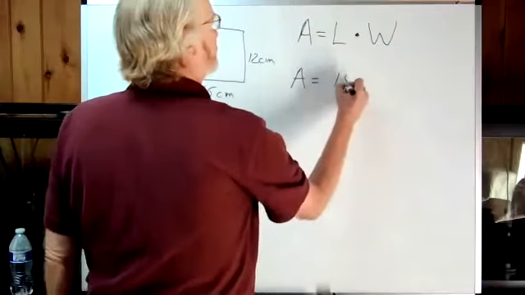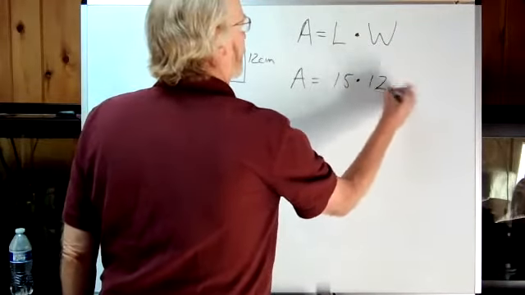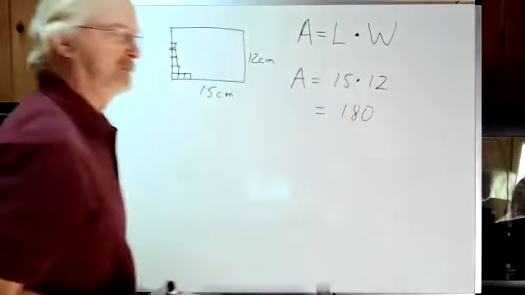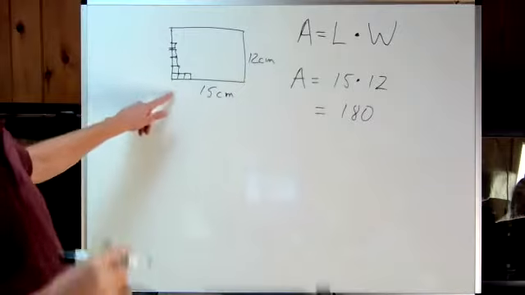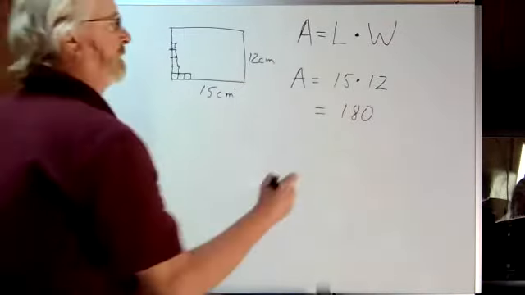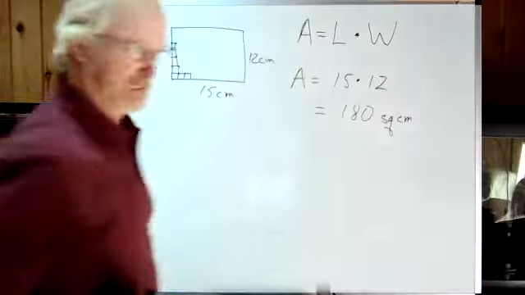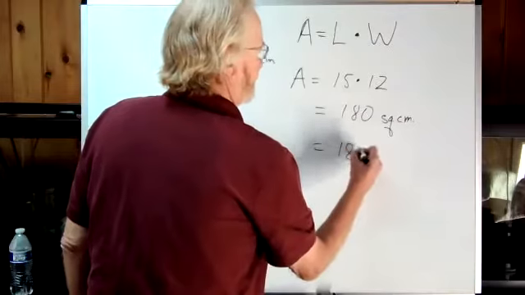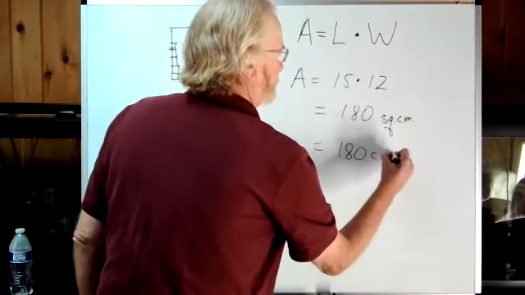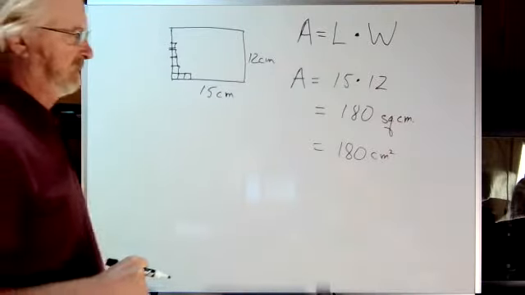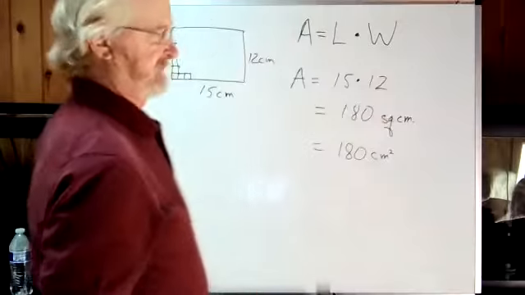Area is 15 times 12. I kind of know that number. It's 180. Now, units. Area is always something squared. How many little squares? So you can say square centimeters is the units we were talking about in this case. Or I could write it with that exponent, centimeters squared like that. It means the same thing, whichever technique you prefer, or even write it all out, square centimeters.